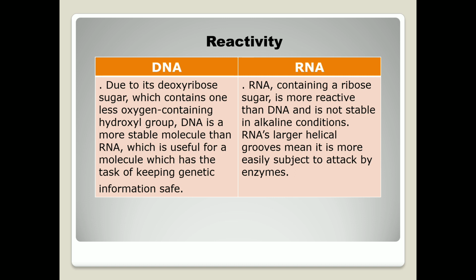Coming to its reactivity, due to deoxyribose sugar, which contains one less oxygen-containing hydroxyl group, DNA is a more stable molecule than RNA. And also it is useful for a molecule whose task is to keep genetic information safe. But the structure of RNA contains ribose sugar. It is more reactive than DNA and is not stable in alkaline conditions. RNA's larger helix grooves mean it is more easily subjected to attack by enzymes.